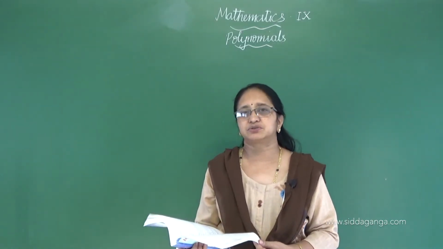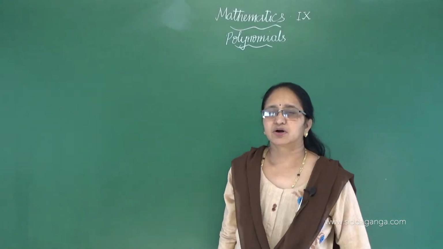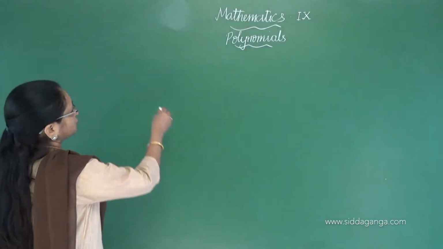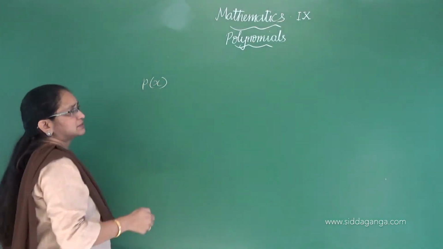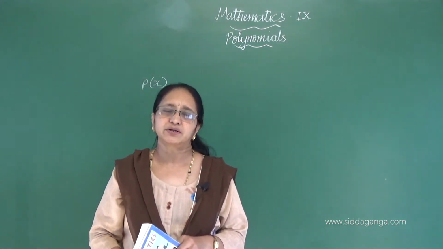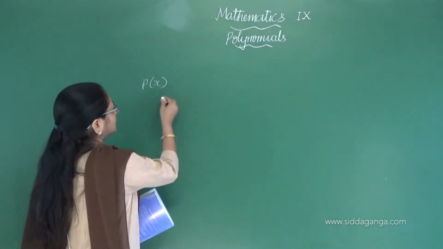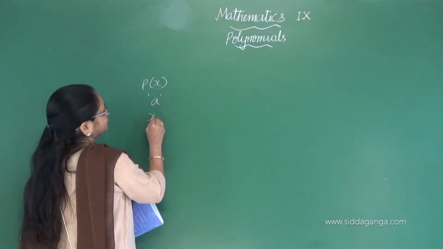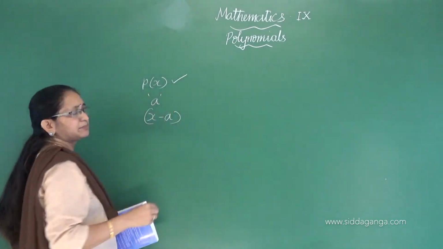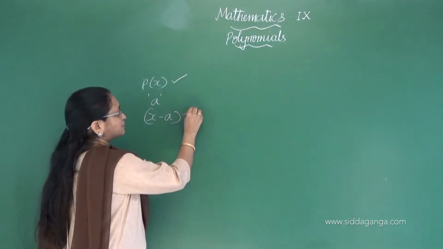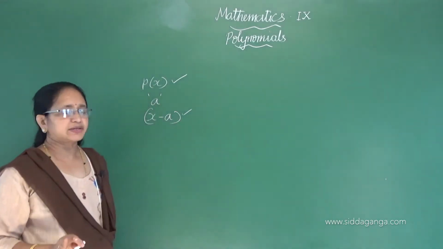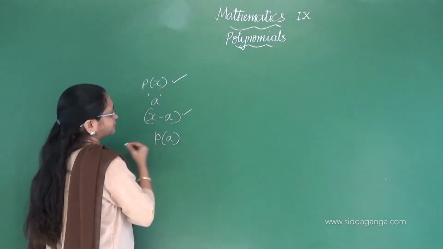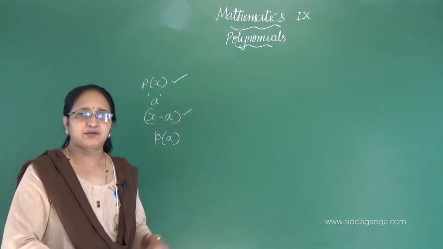See, this again is based on the remainder theorem. I hope you can recall what the remainder theorem is. So the remainder theorem is: if p of x is a polynomial having degree more than or equal to 1, and a is a real number, and if we divide this polynomial p of x by the linear polynomial x minus a, then the remainder is p of a. I hope it is clear.